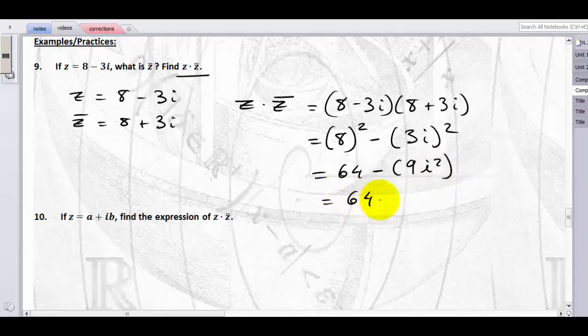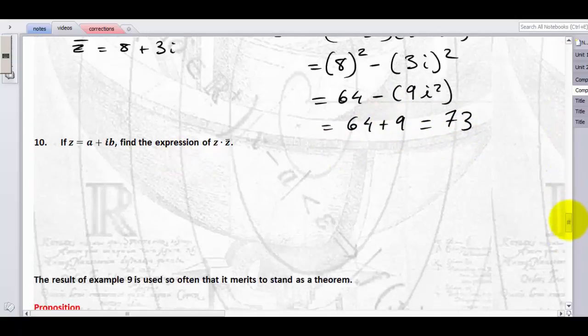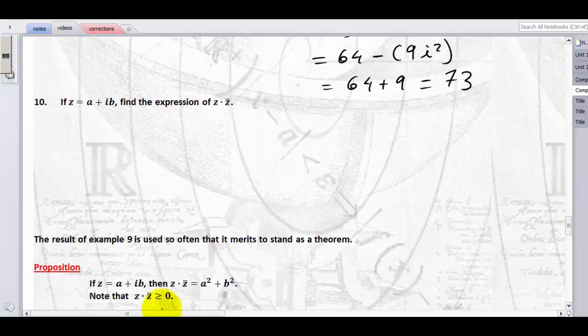So it's actually 64 plus 9, which is 73. This is actually a formula that works all the time, and you need to know it. You need to know it.